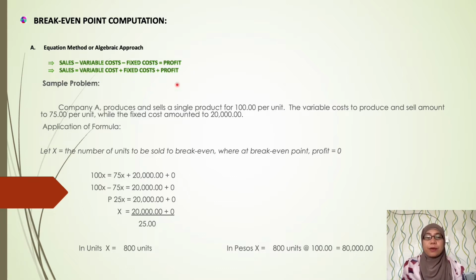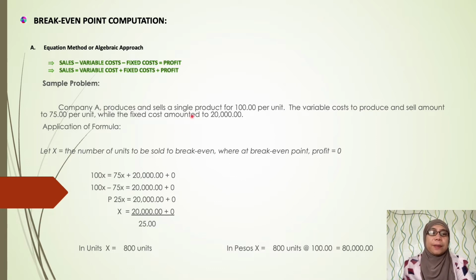fixed cost plus profit. This sample problem is: Company A produces and sells a single product for 100 pesos per unit. The variable cost to produce and sell amounts to 75 per unit, while the fixed cost amounted to 20,000. So let X be the number of units to be sold to break even, where at break-even point profit is 0. Since in break-even there is no profit and there is no net loss, our profit is 0.